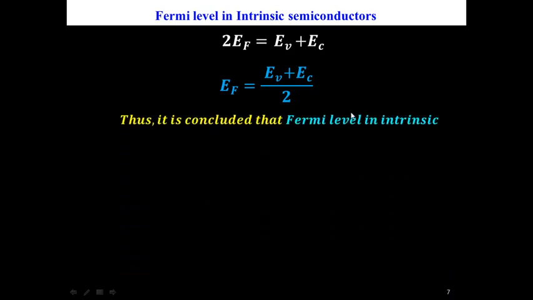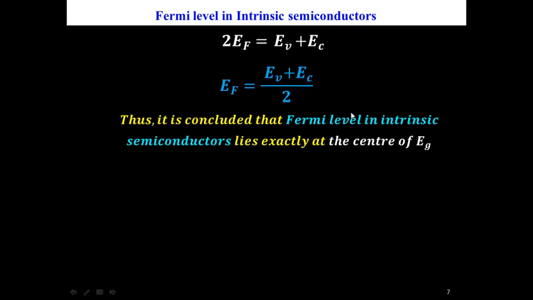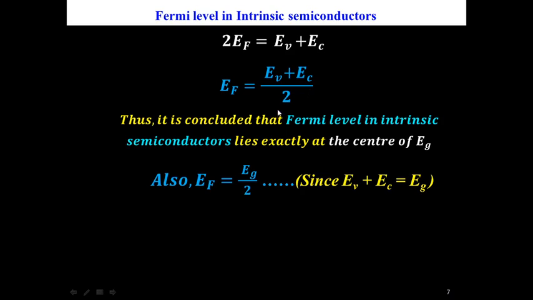We are left with 2Ef = Ev + Ec, and this 2 we bring to the other side as division. So Ef = (Ev + Ec)/2. It means that the Fermi energy level lies exactly in the middle of Ev and Ec. Ev is the top of the valence band and Ec is the bottom of the conduction band, divided by 2. It means the Fermi energy lies at the center of the top of the valence band and the bottom of the conduction band. Therefore it is concluded that the Fermi level in intrinsic semiconductors lies exactly at the center of Eg, because Ev plus Ec is Eg. So Ef = Eg/2.